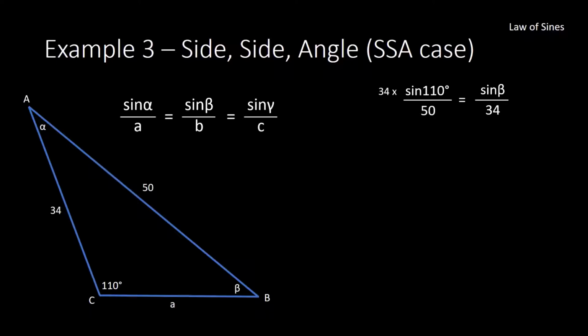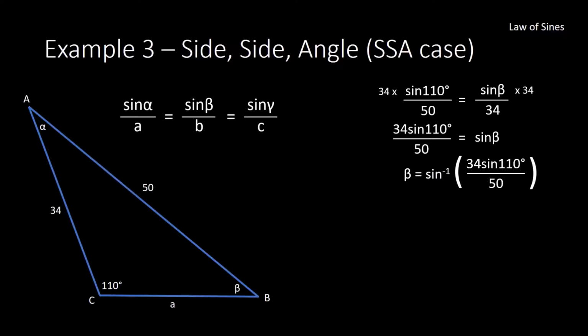We then multiply both sides by 34. Sine of beta will be equal to 34 times sine of 110 degrees over 50. To find the angle, we take the sine inverse of the whole thing, which is 34 times sine of 110 degrees over 50. Plug that in the calculator and you get about 40 degrees. Now we know two out of three angles, so we can find the last one. Alpha will be equal to 180 minus 110 minus 40, which is 30 degrees.